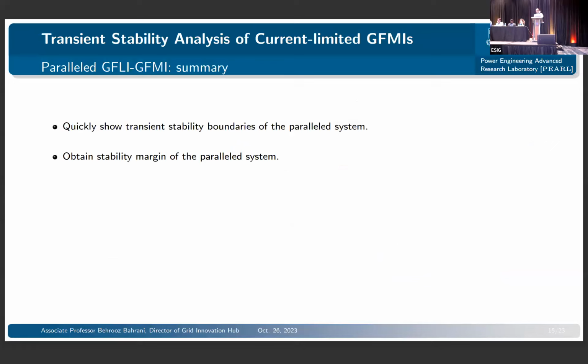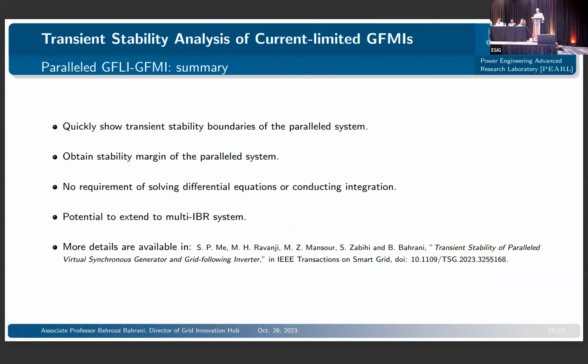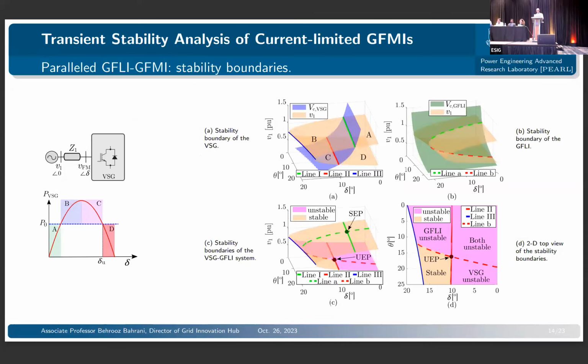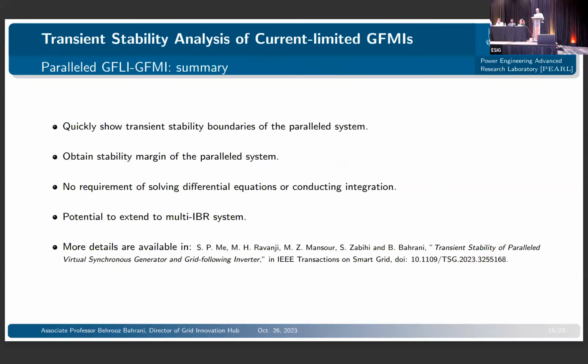The analysis that we did can very quickly show the boundaries, and it is actually pretty easy to find a margin for such a system. It doesn't require solving equations or anything like that, and it has potential to be expanded to larger networks. The details of this particular study are also in this second paper that I put here. If you're interested to understand how we derived all these boundaries and what each of them is, you can read this paper with all the analysis in it.